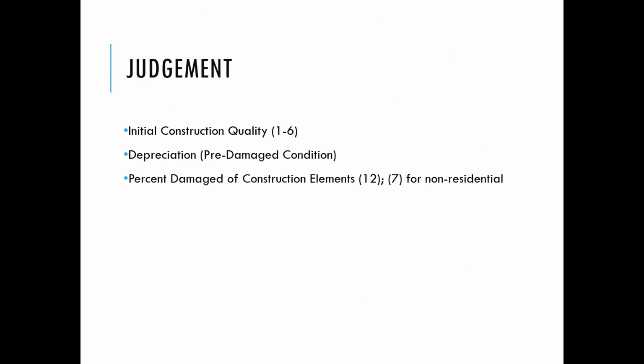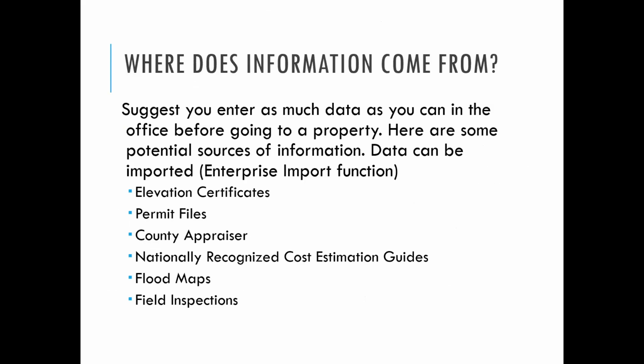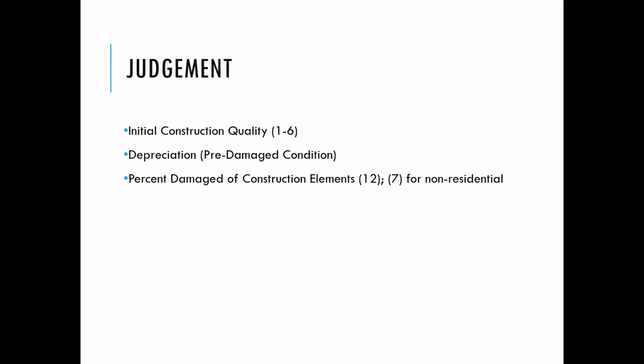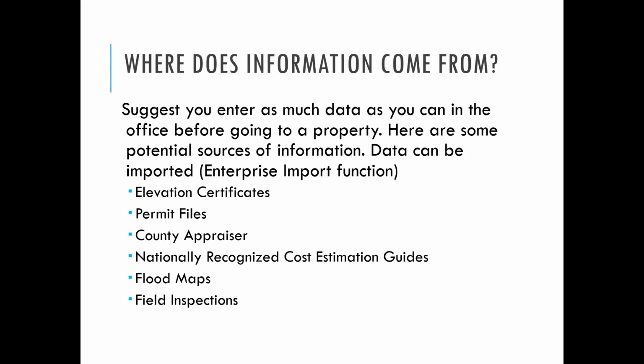Again, we're looking at the initial construction quality, which might be something difficult to get. I think maybe your tax assessor could help with that. If you have a building official, having a qualified official to help supplement some of this information would be helpful. Otherwise, you might have to get creative to get some of that information. And then the depreciation that was already there to the pre-damage condition. So you have the USACE, or the U.S. Army Corps of Engineers, scale on that, and then the percent damage for each of the elements.